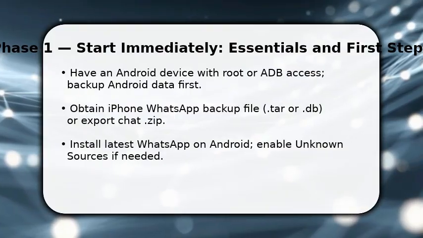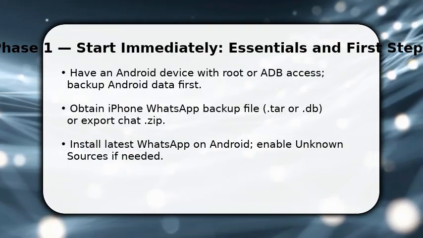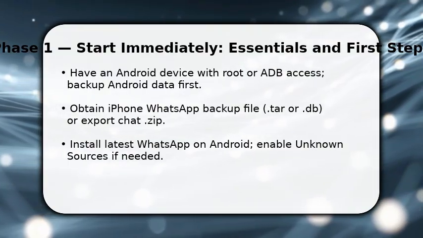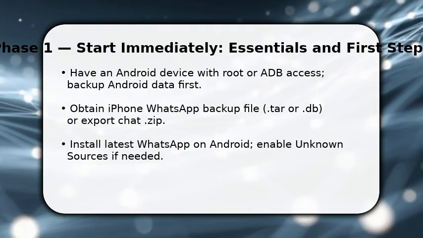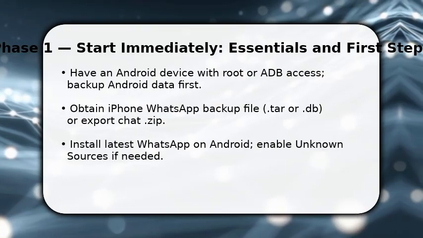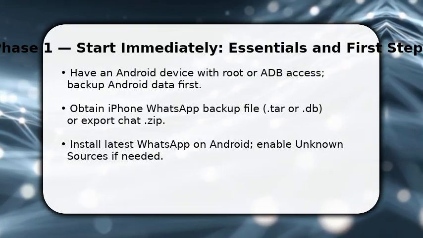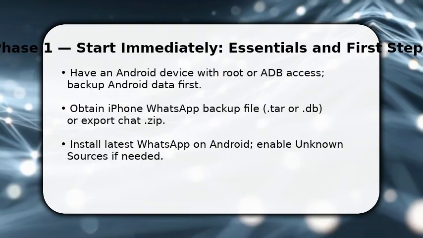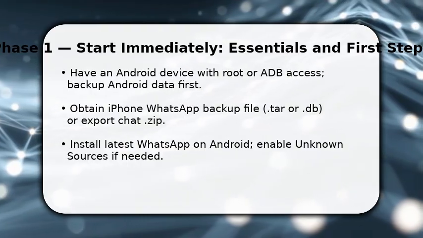You start now. Confirm you have ADB or root because you'll need file-level access to move iOS data. Once done, copy the iPhone WhatsApp backup, tar or exported zip, to your computer. Make sure you installed the latest WhatsApp on Android and disabled Play Protect temporarily.